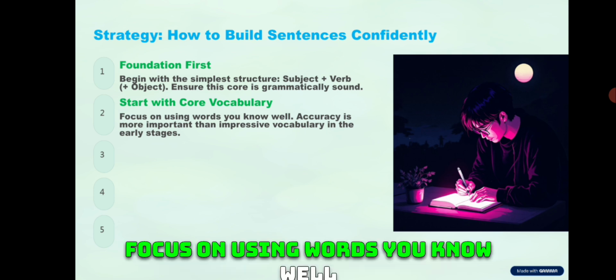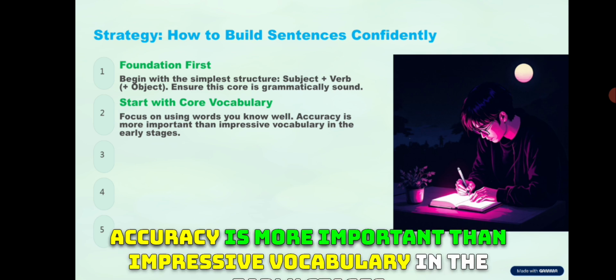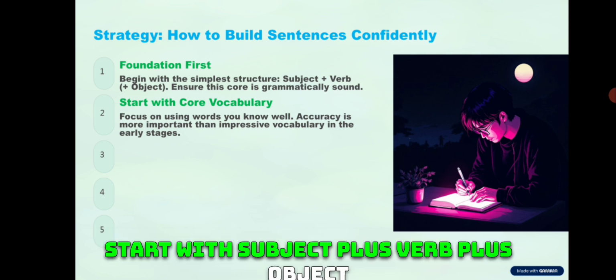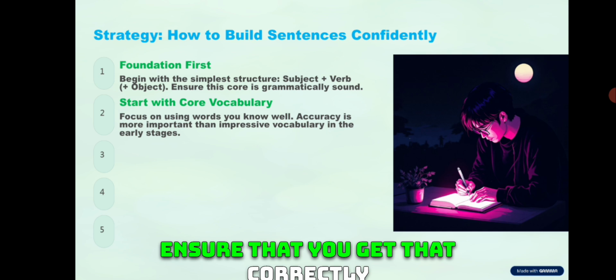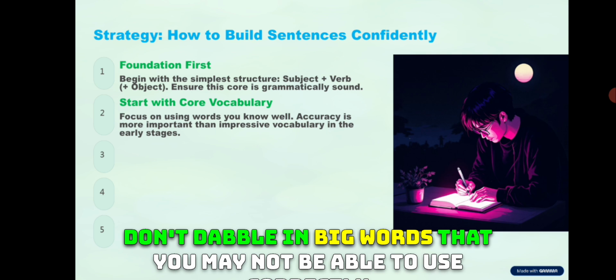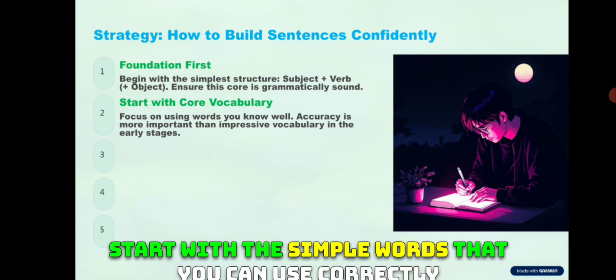Focus on using words you know well. Accuracy is more important than impressive vocabulary in the early stages. When you are a beginner, make sure you start with the foundation first. Start with subject plus verb plus object. Ensure that you get that correctly. And then start with core vocabulary. Don't dabble into big words that you may not be able to use correctly. Start with the simple words you can use correctly.